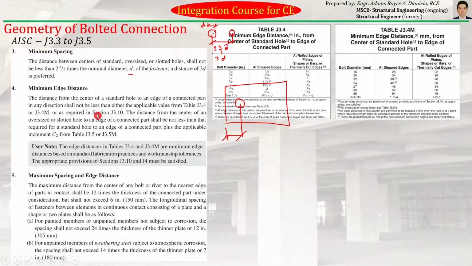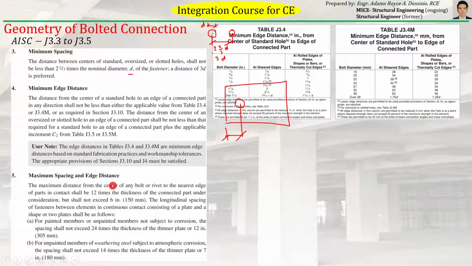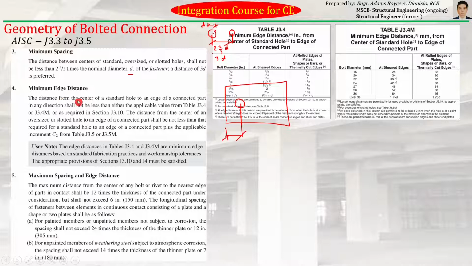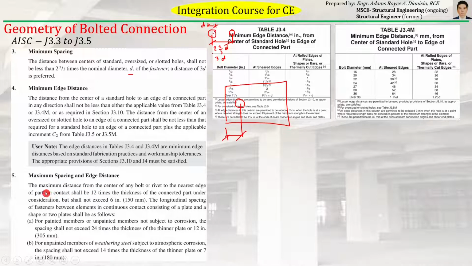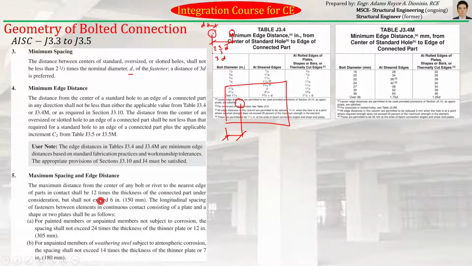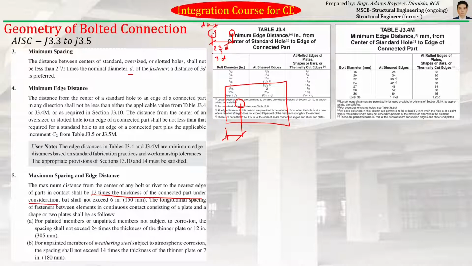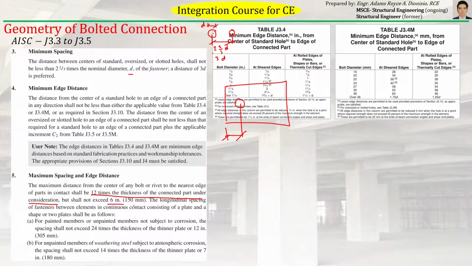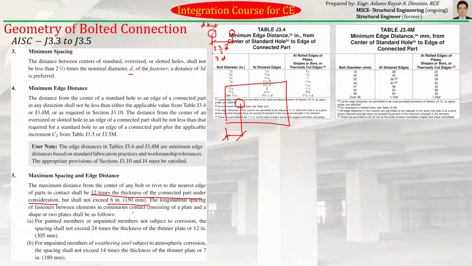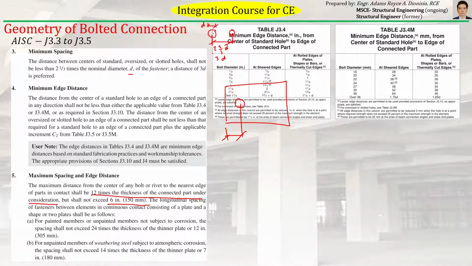And then, kung may minimum spacing tsaka minimum edge distance, meron ding maximum. Okay? So, according to this, the maximum distance from the center of any bolt or rivet to the nearest edge of parts in contact shall be 12 times the thickness of the connected part under consideration. But shall not exceed 6 inches or 150 mm. So, yan ang pinaka-maximum, yung 6 inches or 150 mm. Yan yung pinaka-palayong distance ng bolt to bolt.